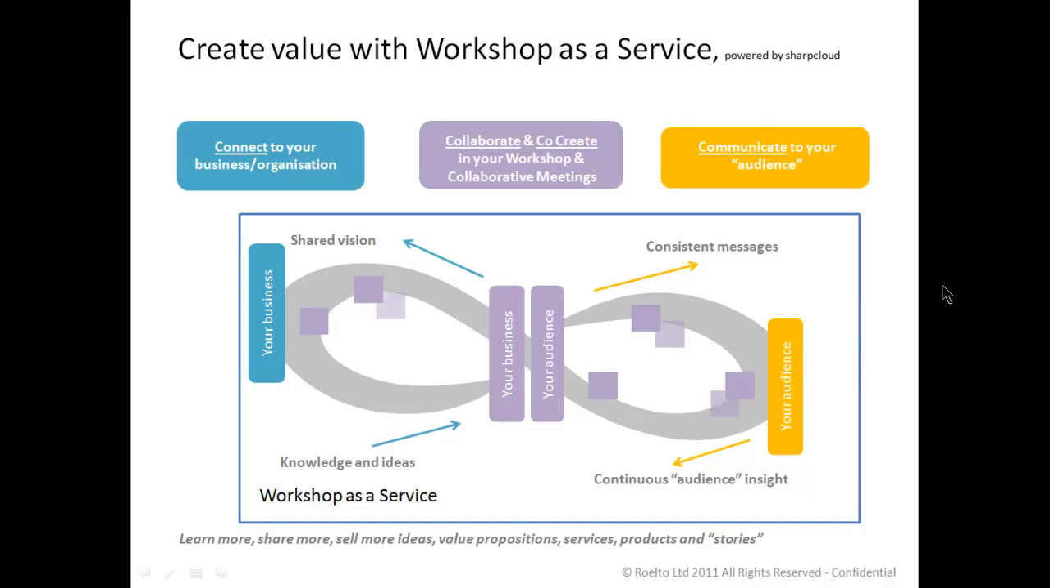So let's have a look at the kind of process that we go through. Really there are four key areas that we need to look at. Is how you connect to your business, to your organization, to your external partners and other people. Then when you collaborate and co-create with them, and then this way you can use Workshop as a Service for doing workshops and also collaborative meetings. Then importantly, how you communicate that to your audience.